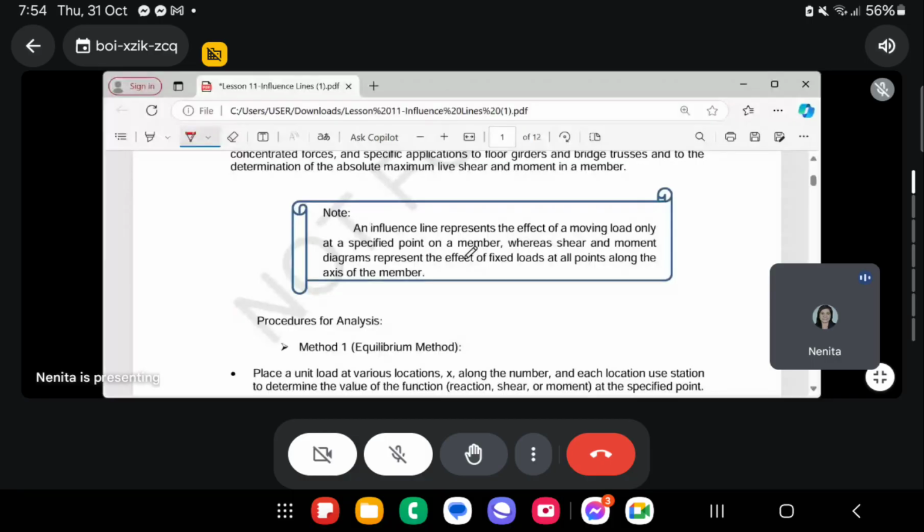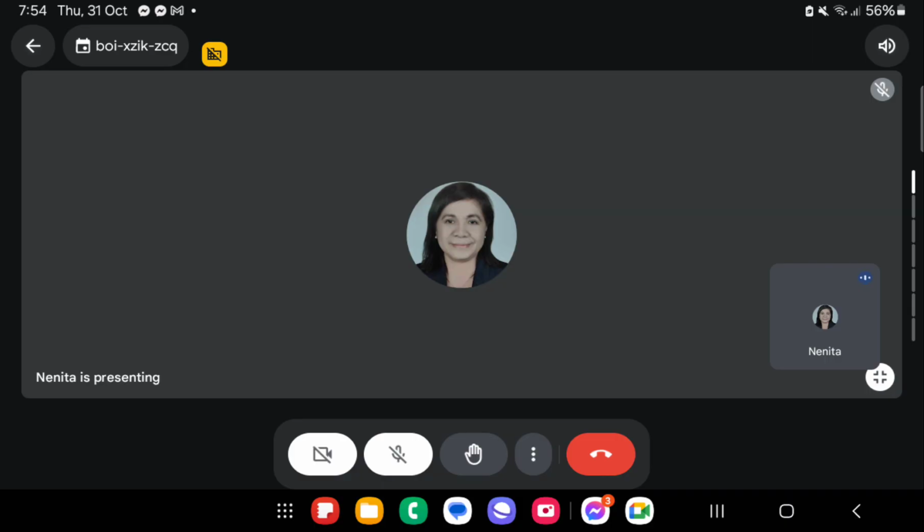So with the influence line, what you will see is how large the influence of your load is on the structure. It is not about the supports. Influence is the maximum factor that your load will cause to the member or structural member that you are analyzing.